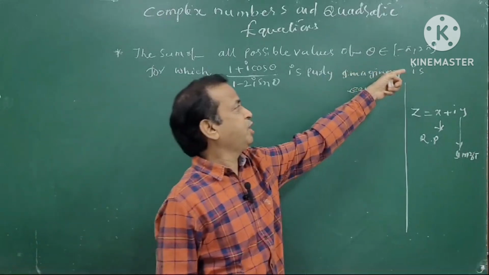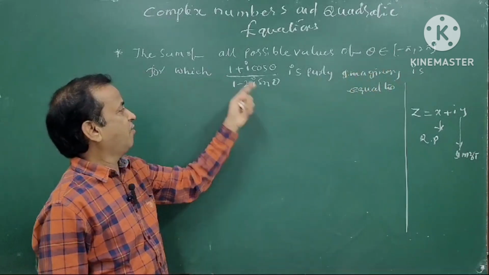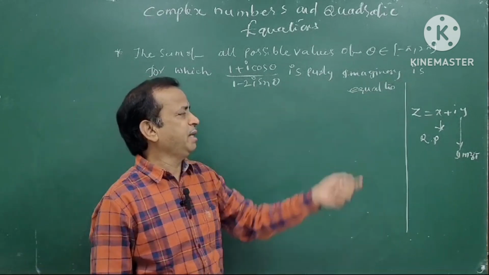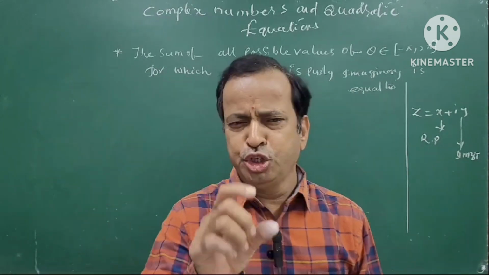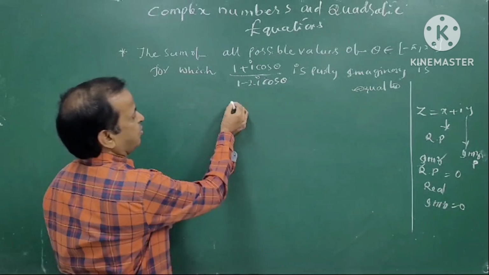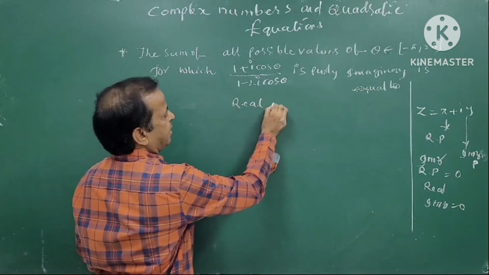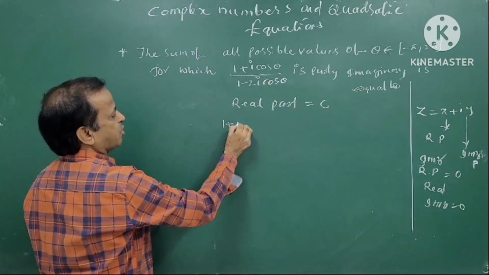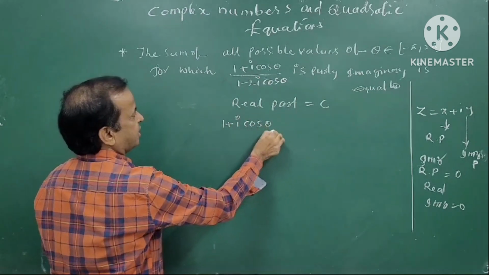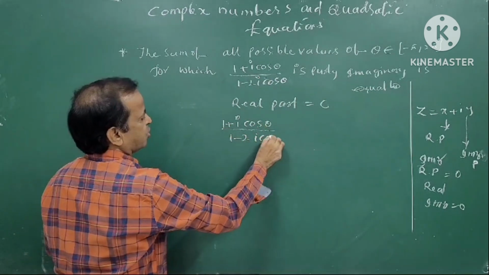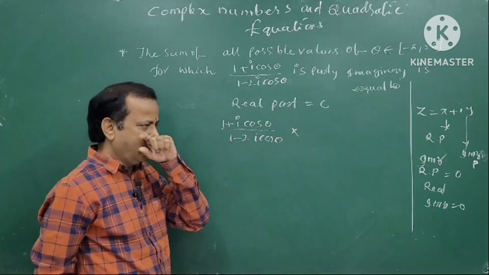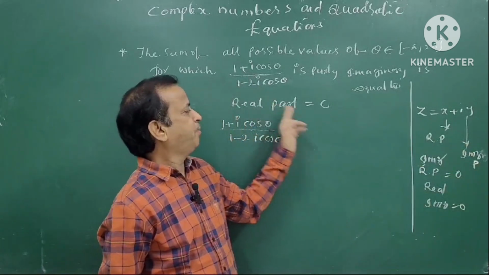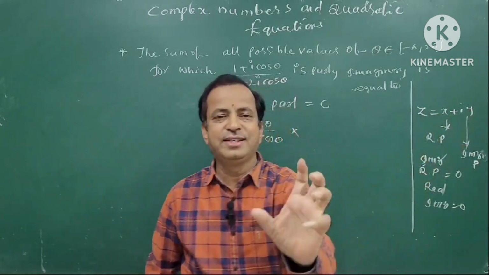For example, in 2024 the question is given: the sum of all possible values of theta belonging to minus pi to 2 pi, for which (1 plus i cos theta) by (1 minus 2i sin theta) is purely imaginary. Purely imaginary means we have to take the real part equal to 0. So rationalize this one. Why rationalize? To convert it into the form x plus iy, so real part 0 means we take the y terms as 0.